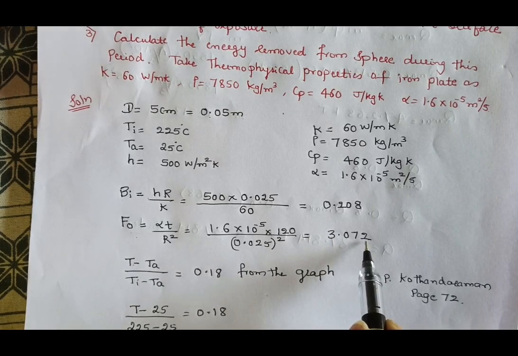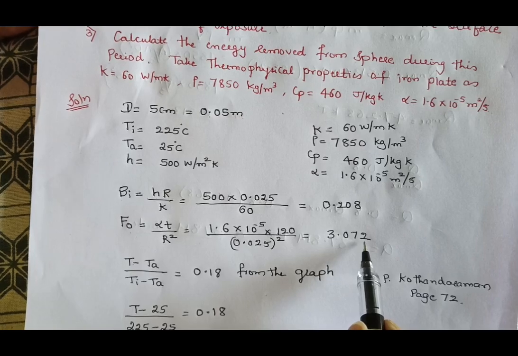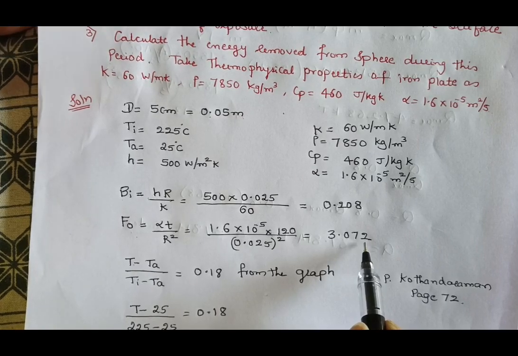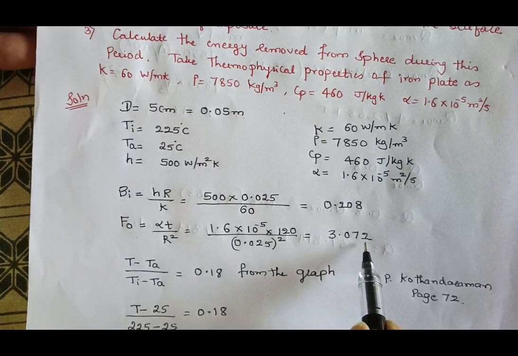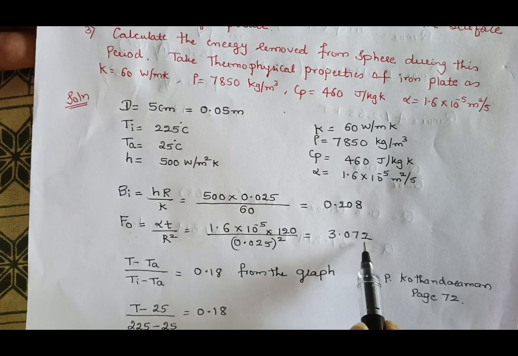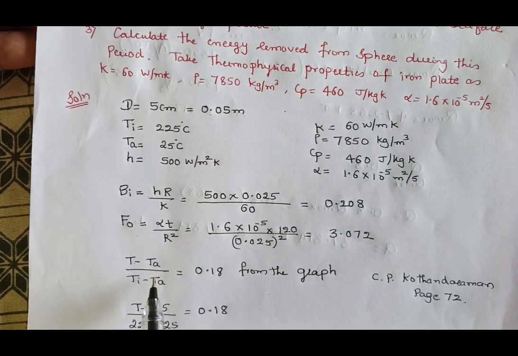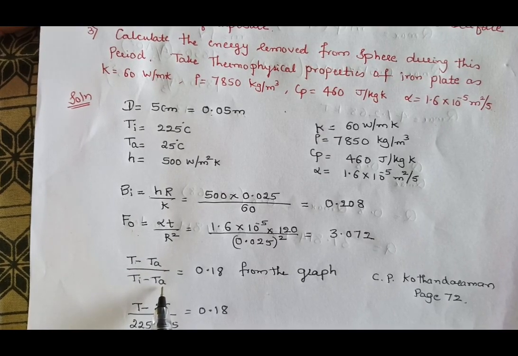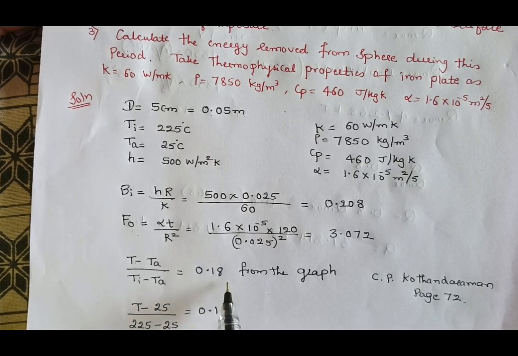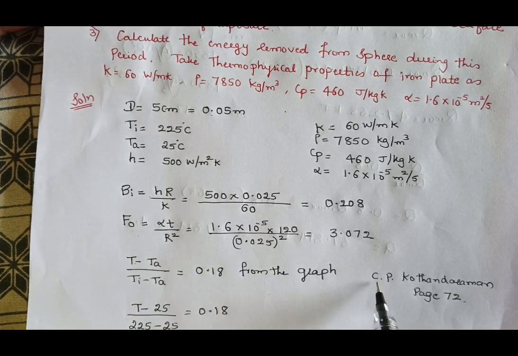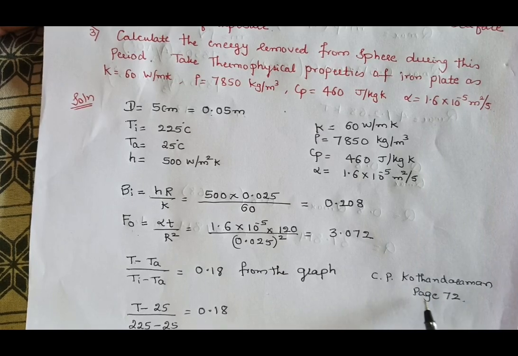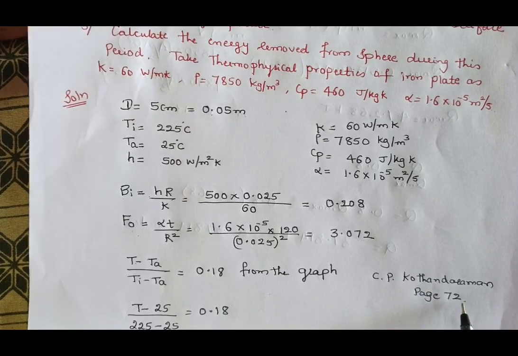If we simplify it, we get the value 3.072. Now we will calculate the center temperature of the sphere after 2 minutes of exposure to the ambient. We have the formula (T minus TA) divided by (Ti minus TA). This value we will get from the graph. We have referred to the data handbook by C.P. Kothandaraman, page number 72.